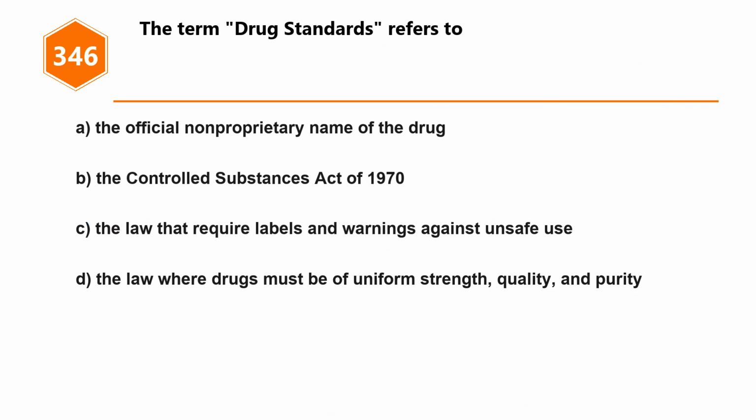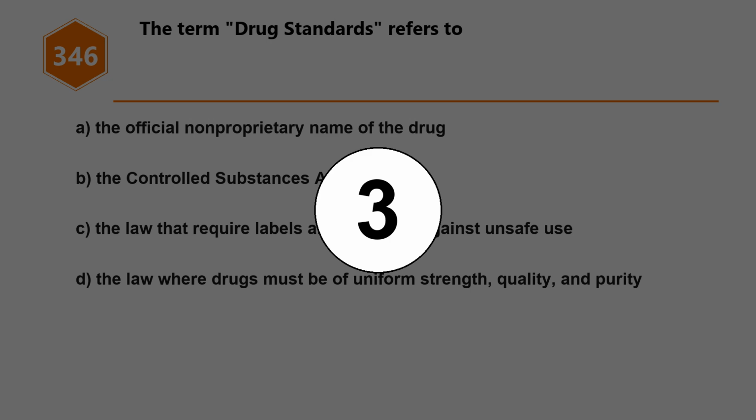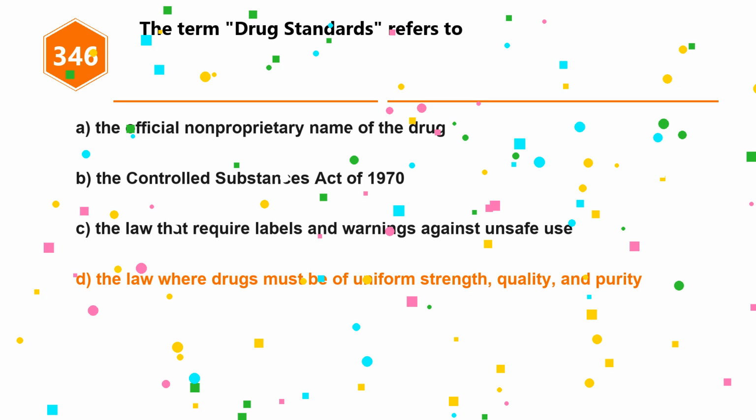Question 346. The term drug standards refers to: Option A, the official non-proprietary name of the drug. Option B, the Controlled Substances Act of 1970. Option C, the law that requires labels and warnings against unsafe use. Option D, the law where drugs must be of uniform strength, quality, and purity. The correct answer is option D, the law where drugs must be of uniform strength, quality, and purity.